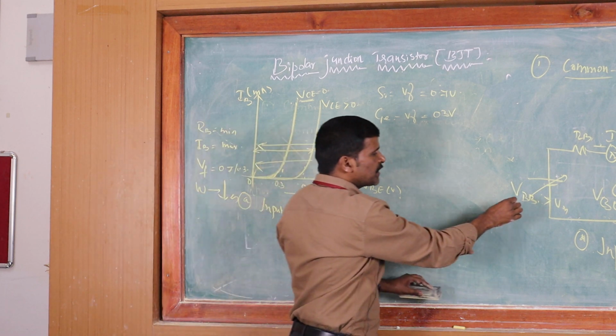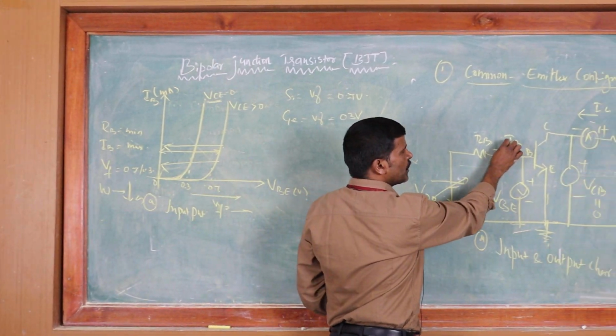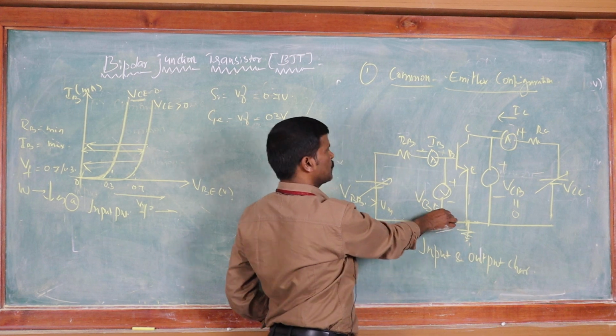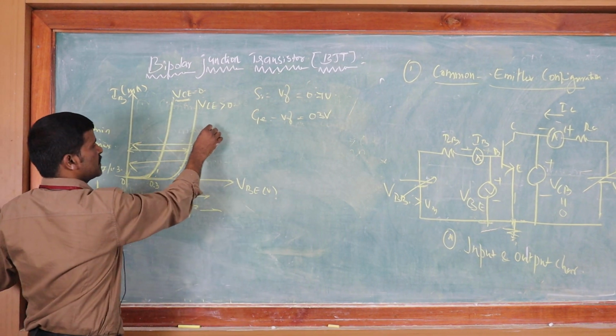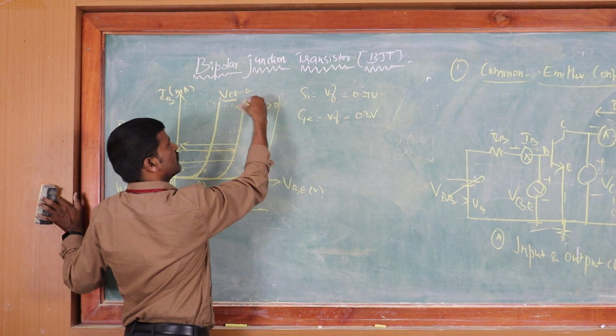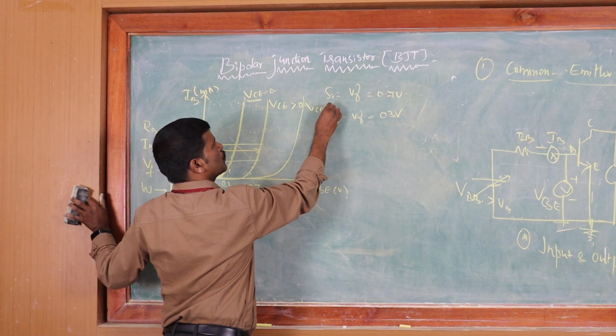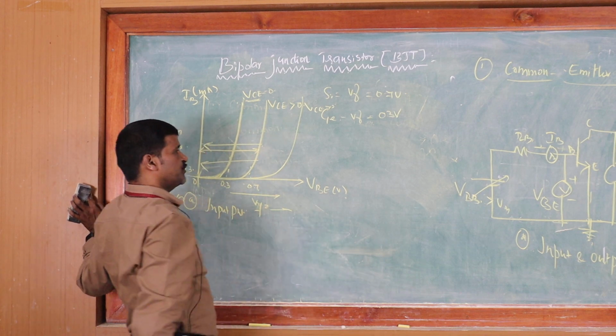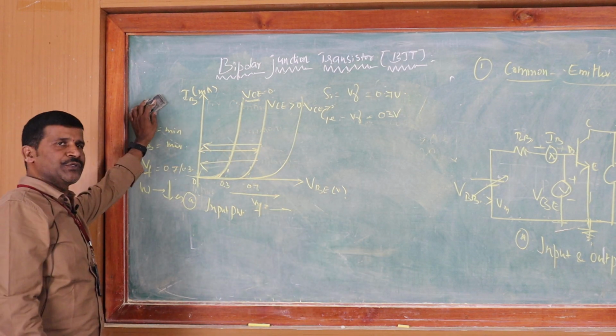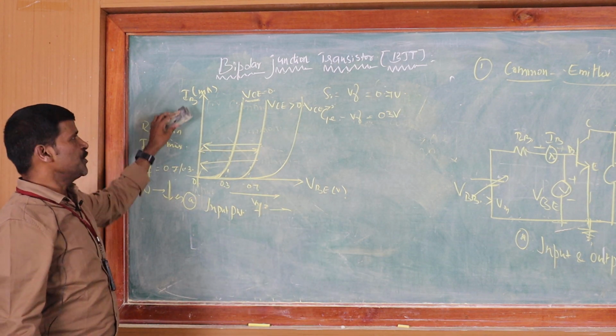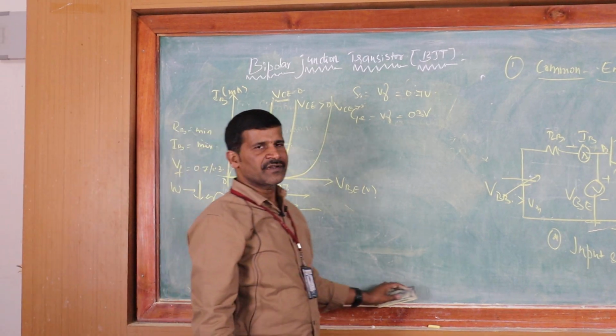By increasing VBB, you have to note down the IB and VB values. Then the step increases, and you have to set another value of VCE, that is VCE greater than 0 or 1. Next, VCE is equal to 2 or 3, or whatever it may be. In this way, we need to find the input characteristics of common emitter configuration.